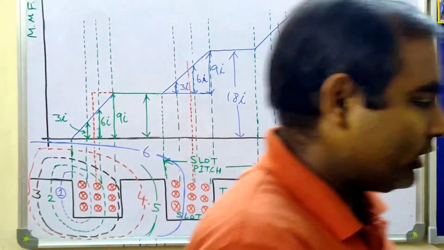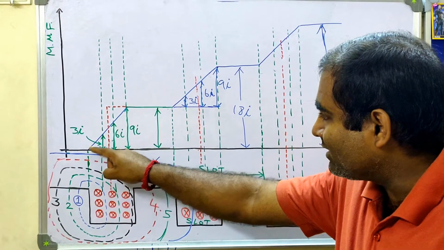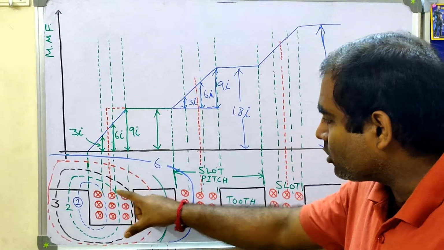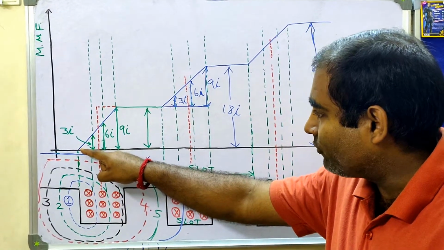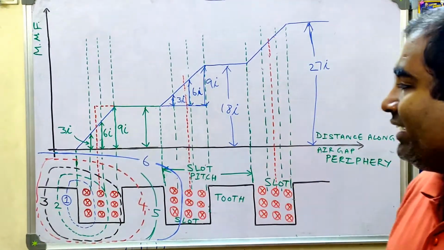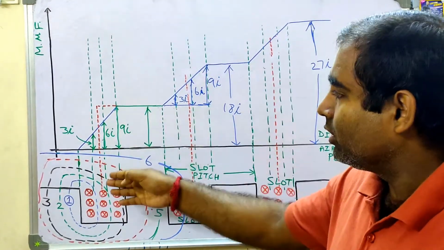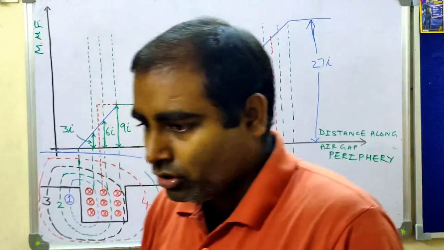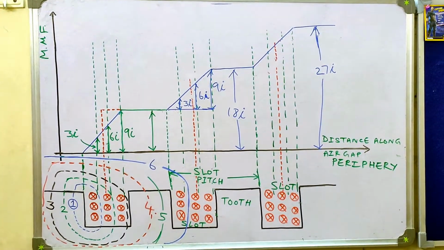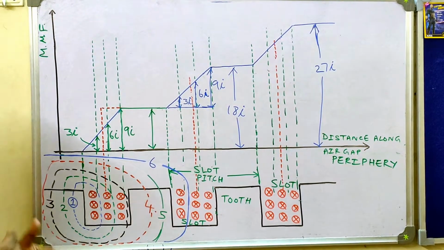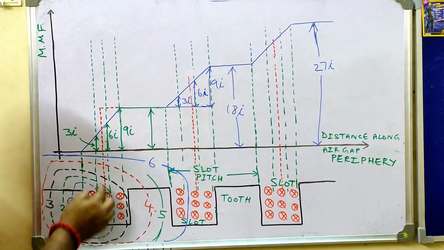However, what is done in most of the cases, we do not take this linear variation over the slot. We don't take the linear variation of MMF over the slot portion. Rather, we take the variation of MMF over the slot portion to be a stepped one. Stepped one means what? We show that there is a step jump of MMF over the slot portion. And this step jump is usually shown at the middle of the slot.